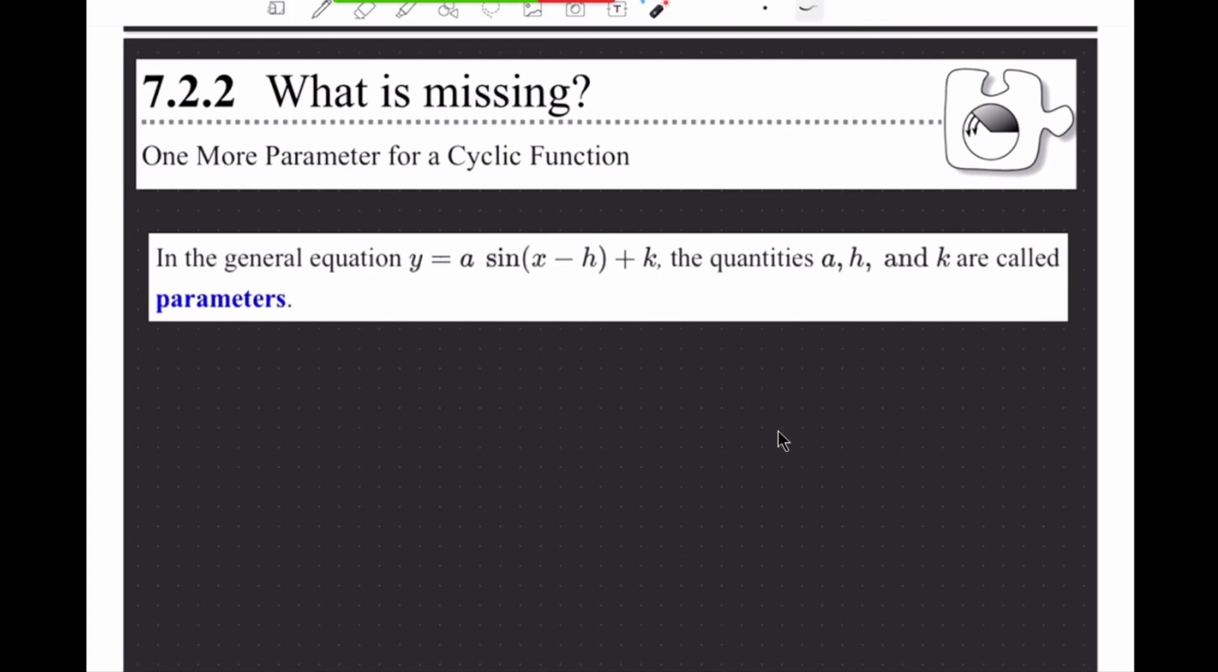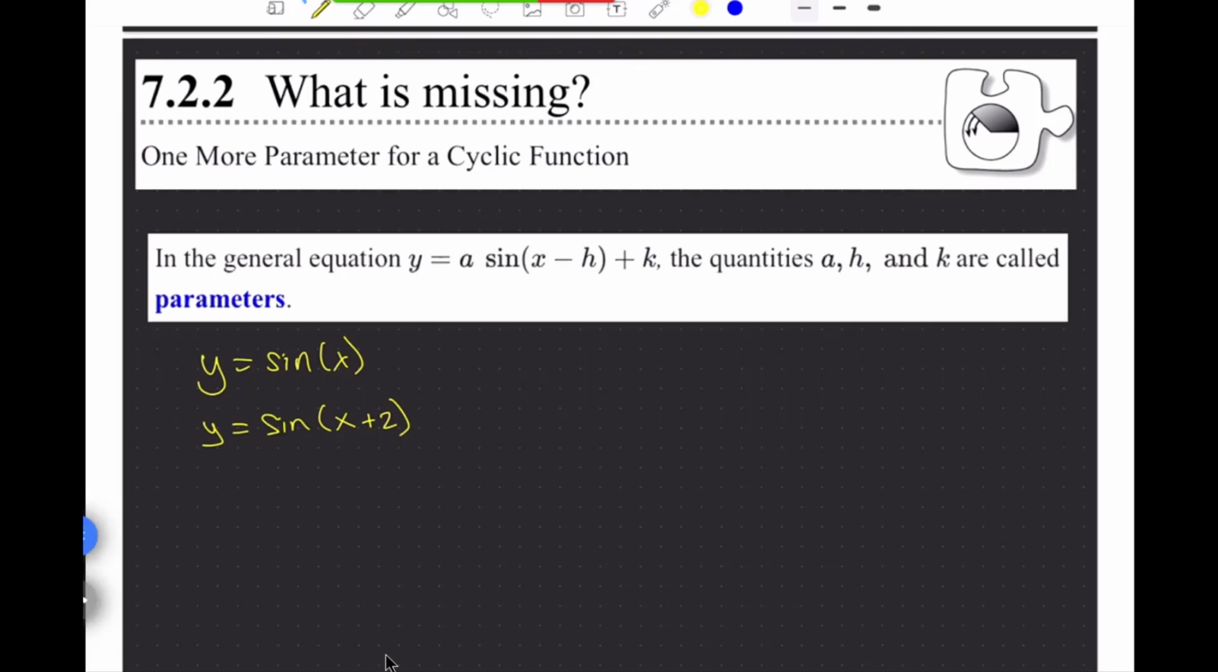Yesterday, let's write some of these out. I had you start off with that parent function. Y equals sine of x. Then I had you do y equals sine of, and then x plus or minus a number. So if we did plus 2, we sat there under our little decimals.